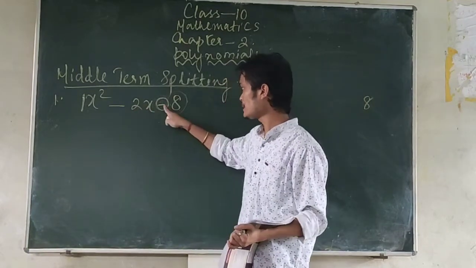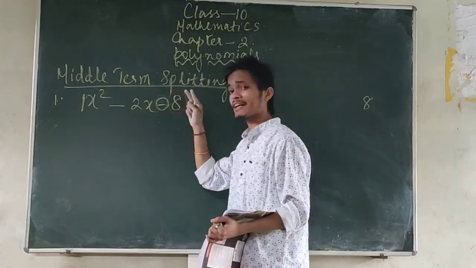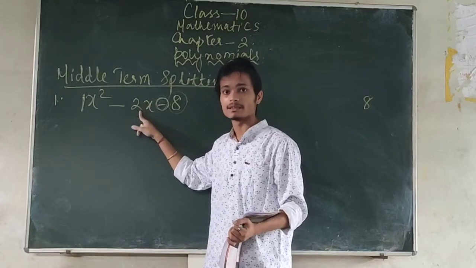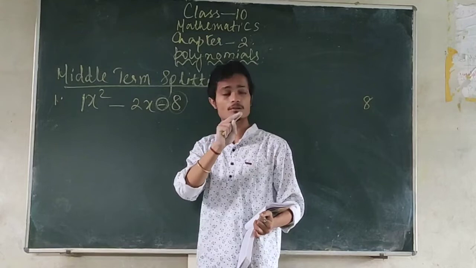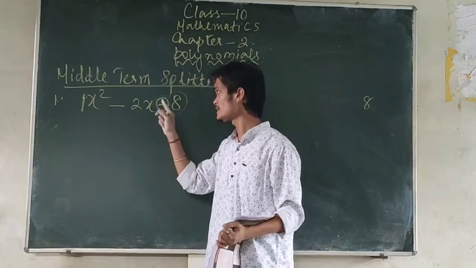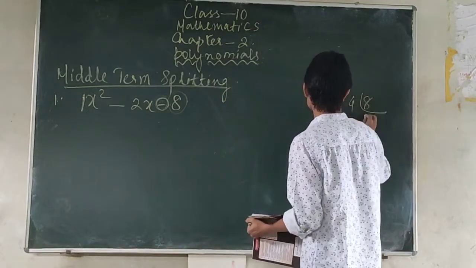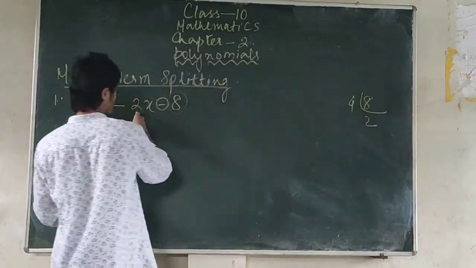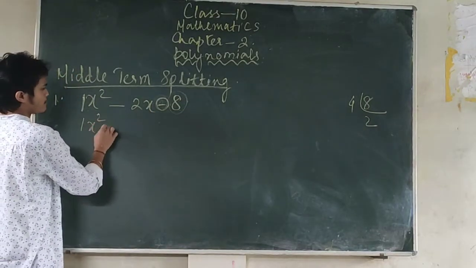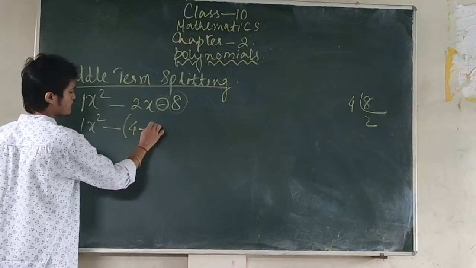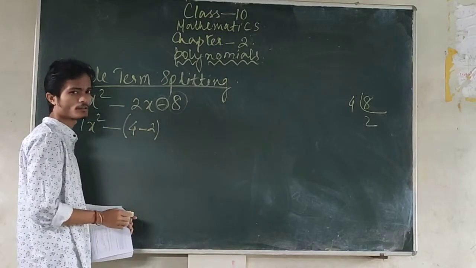If it is plus, then I have to find two numbers which, if I add, I will get the middle term. Since it is minus, I will find two numbers which, if I subtract, I will get 2. So here 8, 4, 2. 4 minus 2 is 2. So I will choose 4 and 2. So x squared minus 2x, in place of 2, I will write 4 minus 2. Always remember, take the greater minus the smaller.